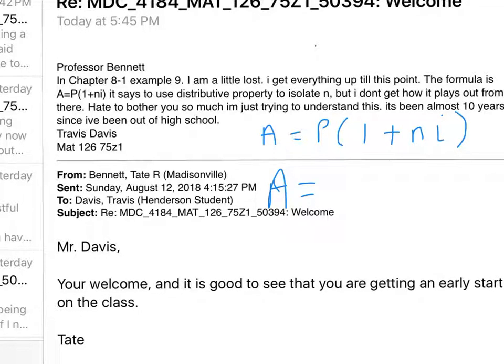Hello, I saw your question here on the email. You want to rearrange this formula here. They mentioned using the distributive property to isolate n.